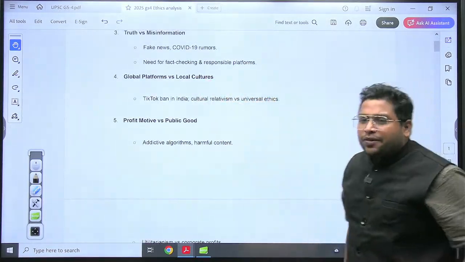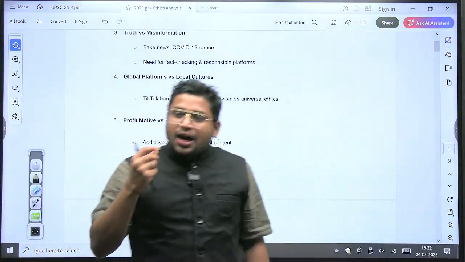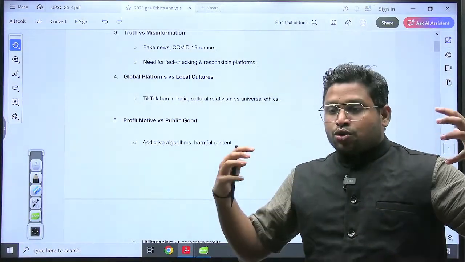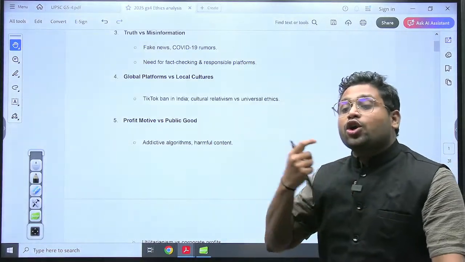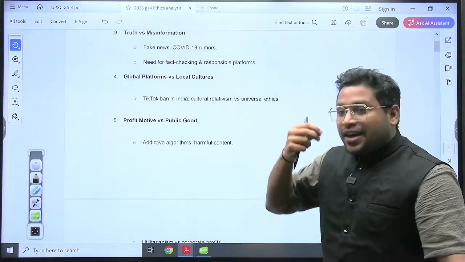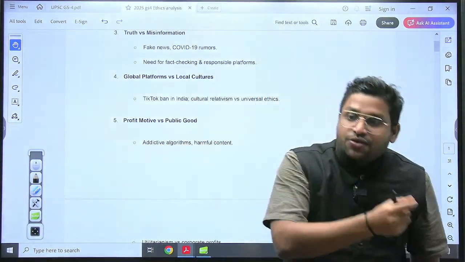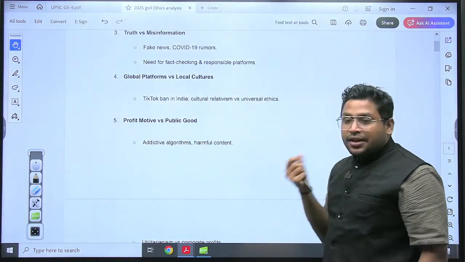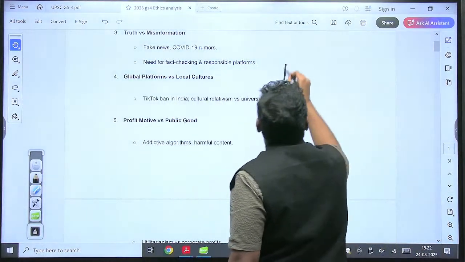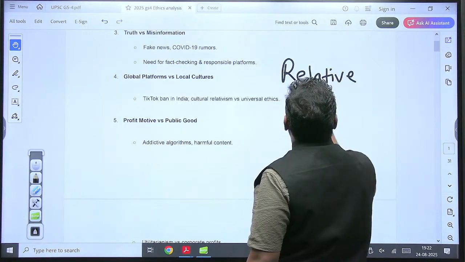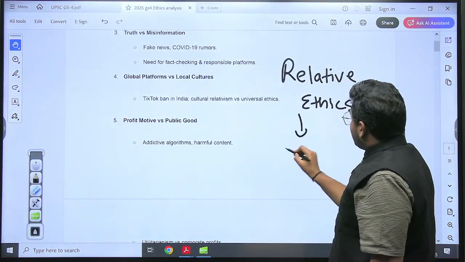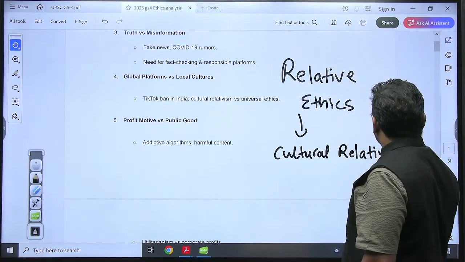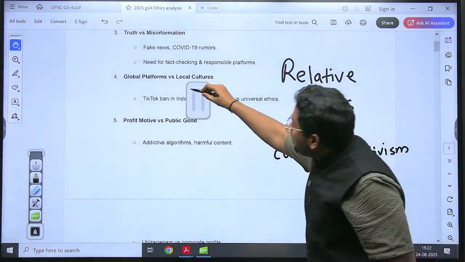Then we talk about global platform versus local cultures. Through social media, a kind of culture is being propagated, or social media connects the entire world together. So the culture is getting mixed up. Somewhere we are talking about something called global culture. When globalization is taking place, ideas are also moving from one place to the other. Whereas some people will talk about local culture, local identity, or there is something we study that we call relative ethics, or cultural relativism, right? So this is something we can bring in over here.